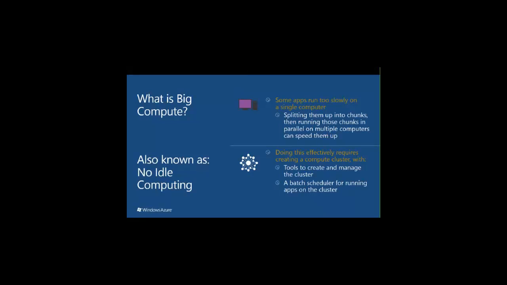So I just want to very briefly describe what big compute is. Big compute is really about taking an application that perhaps runs too slow or a single computer isn't able to handle, and splitting the work up and moving it onto multiple machines.